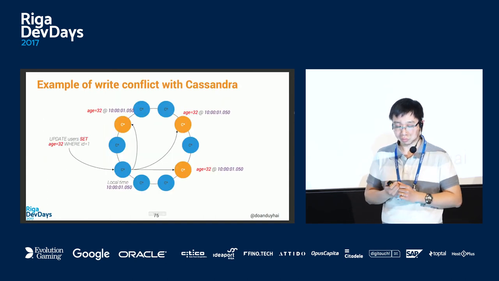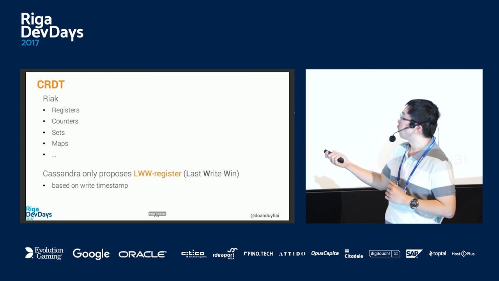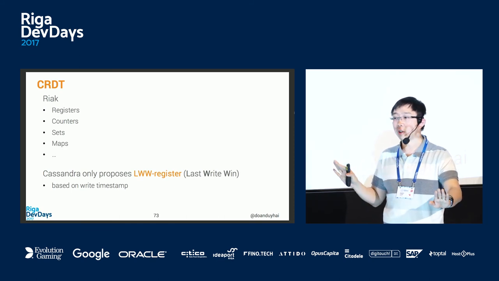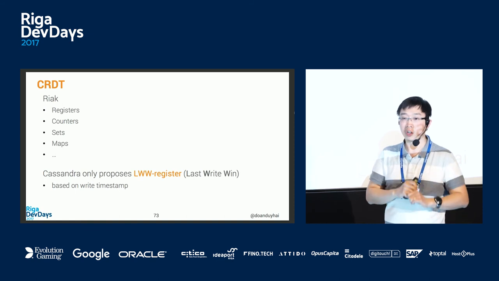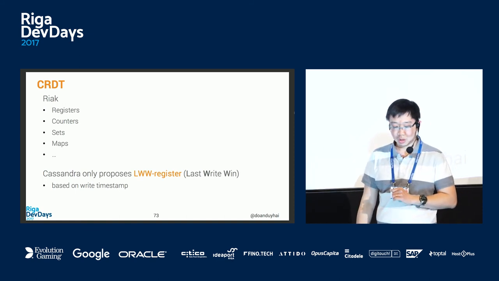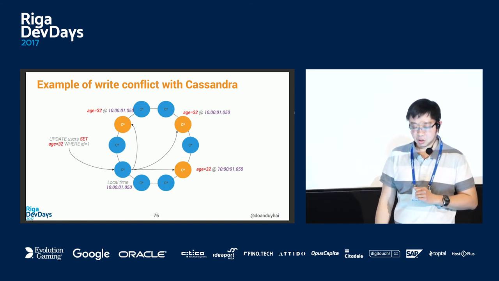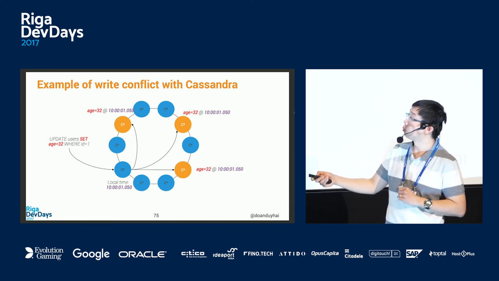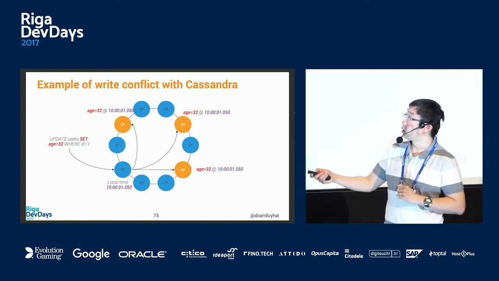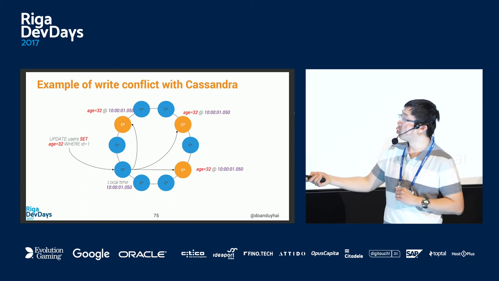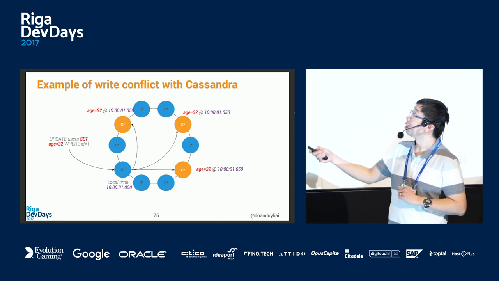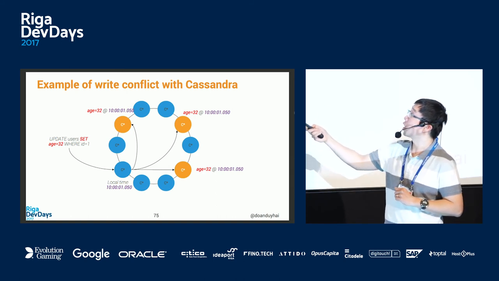So this is an example. The conflict resolution in Cassandra is last write win. It means that I write a value A, I write a new value B, the latest value is the correct value based on timestamp. But I can have an issue with that. So I have an update here. I set my age to 32 on my user ID 1. My update request will reach the coordinator. Local time of the coordinator is 10 o'clock, 1 second, 50 milliseconds. So each replica has the same timestamp.